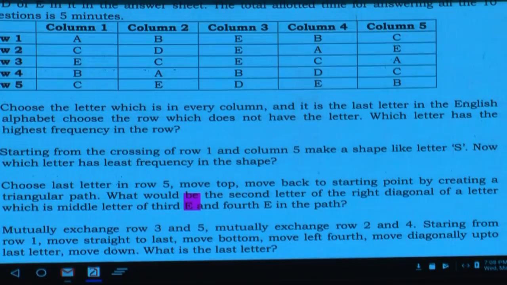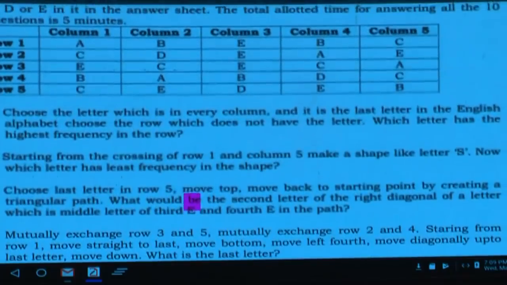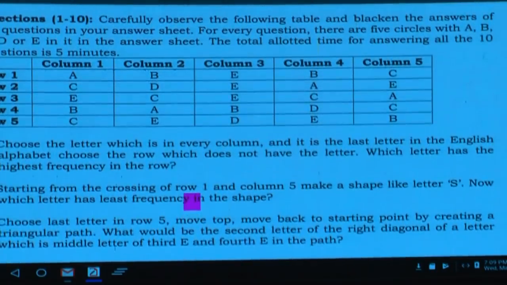And question number 7. Omit the letters of both diagonals. That means the diagonals should be removed, and thus 4 triangles are created. Which letter has the highest frequency in all the triangles? Then, how to form these triangles? How many triangles should be created? 4 triangles should be created. Hence, what are the elements that are to be removed here?